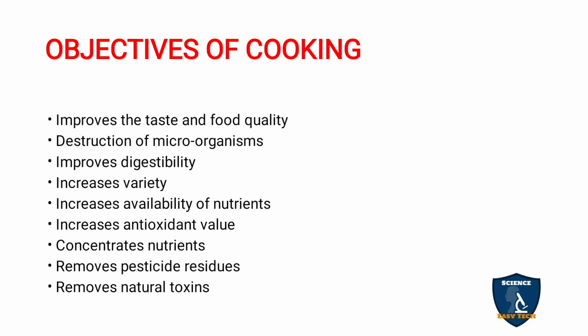It increases the antioxidant value of the nutrients. It concentrates the nutrients and removes pesticides. This is very important. The pesticides can be destroyed by means of cooking. Then it removes natural toxins which are present in food substances naturally. Some nuts have toxins like aflatoxins, which can be removed by means of cooking. So these are the objectives of cooking.